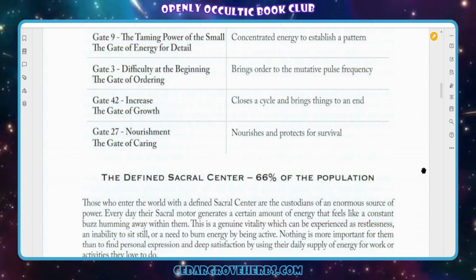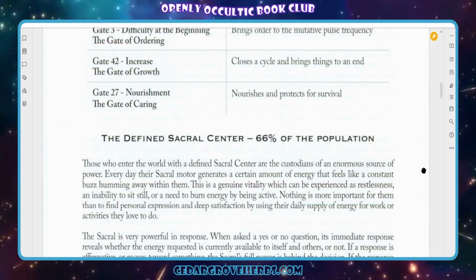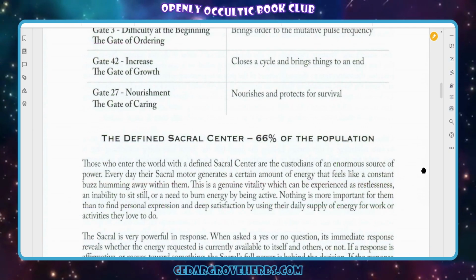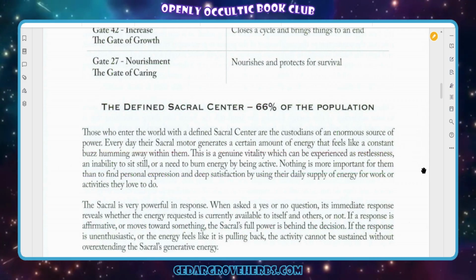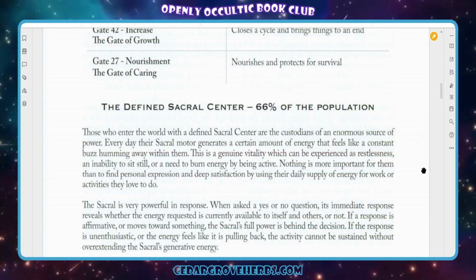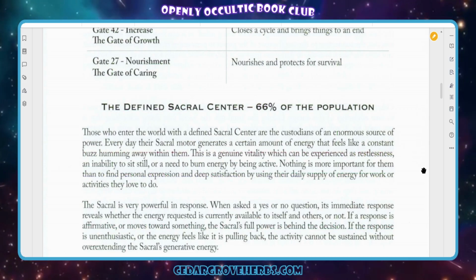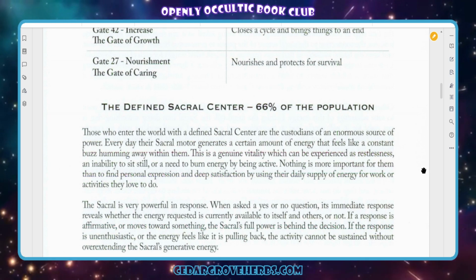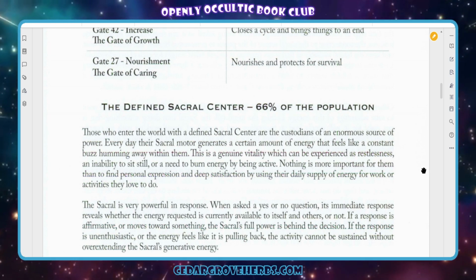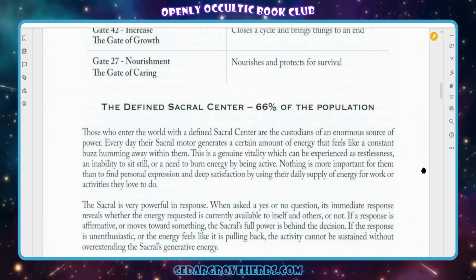The defined sacral center is found in 66% of the population. Those who enter the world with a defined sacral center are the custodians of an enormous source of power. And that includes me. I have a defined sacral center. Do you have a defined sacral center or is yours undefined? Let me know in the comments.